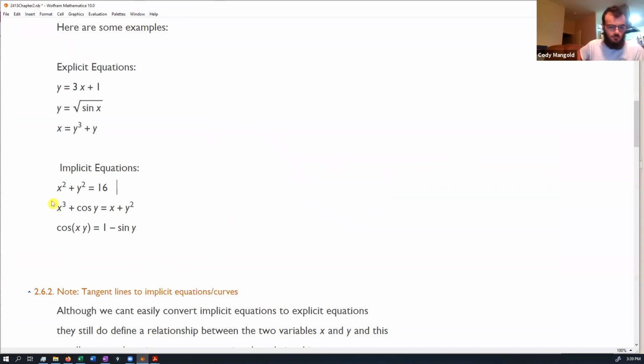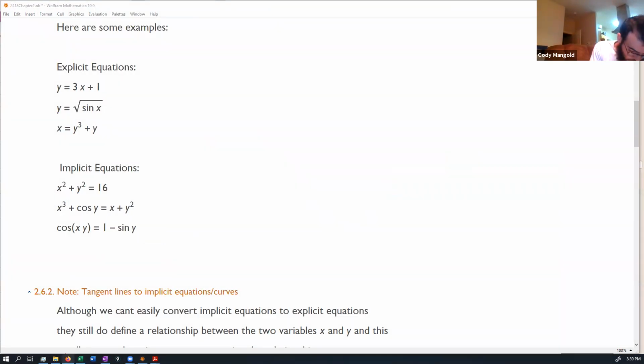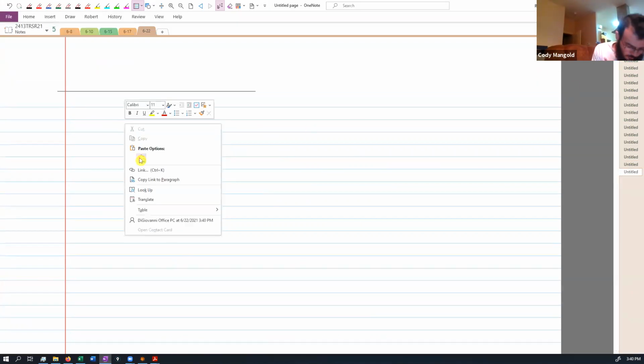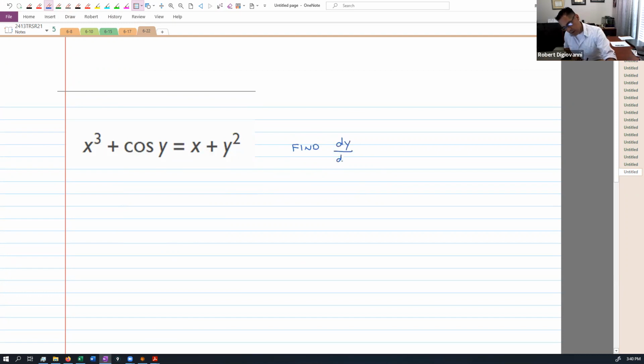Let's try this next one. Okay, so what I'm telling you to do is find dy/dx. It's implicit. I can't solve for y. I can't get y by itself.